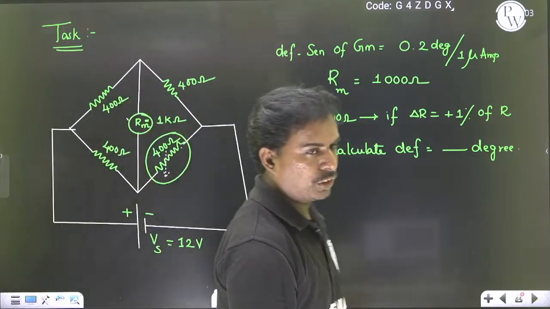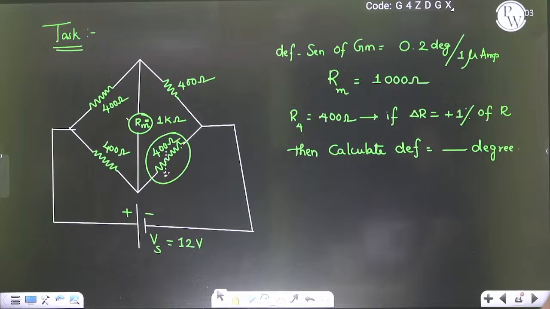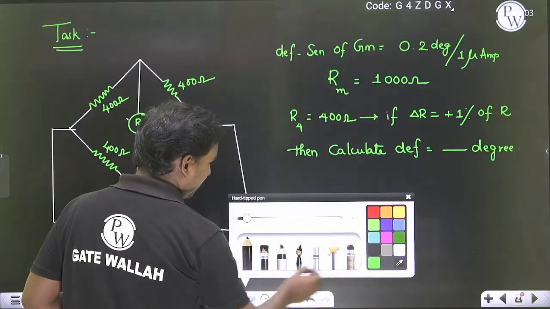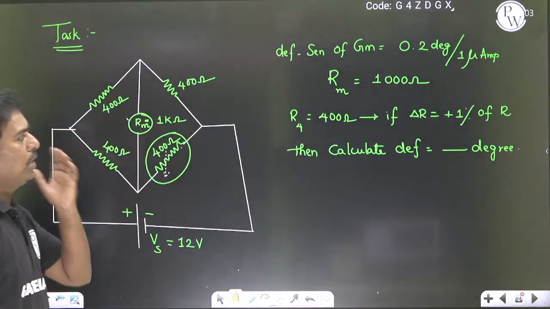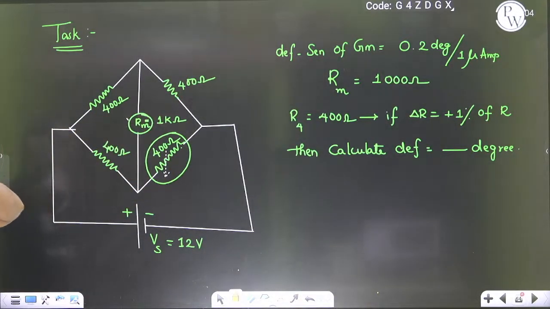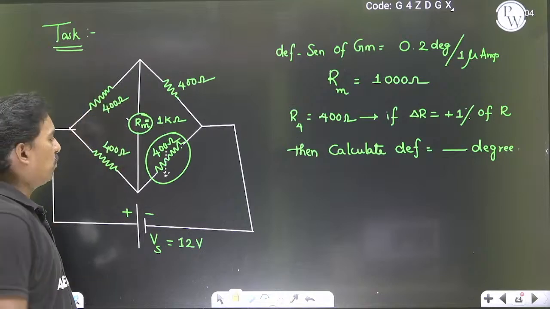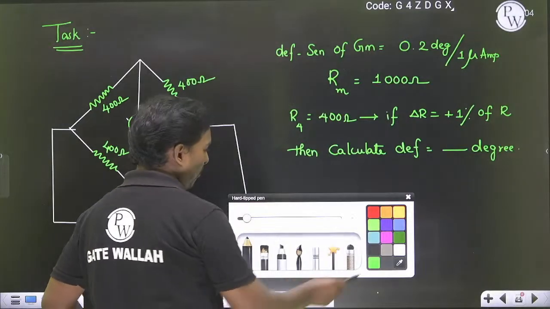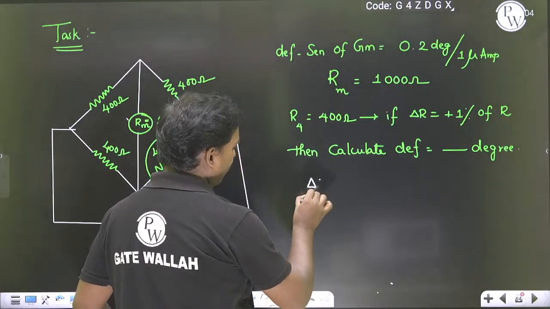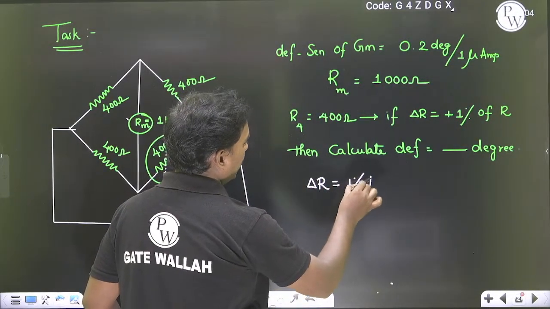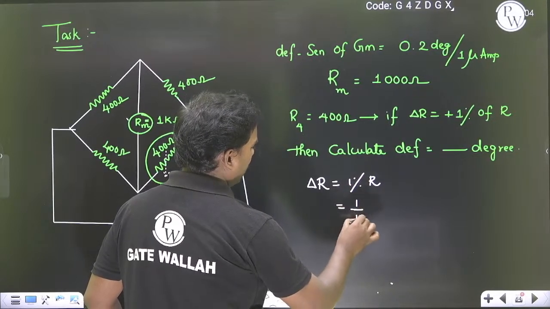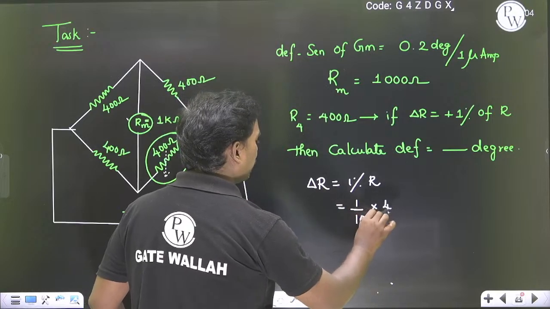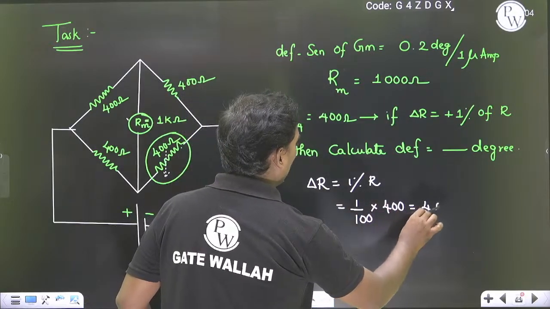Try to answer this question. So what was the thing here given? Deflection sensitivity of the galvanometer is given as 0.2 degree per microampere. The meter resistance is 1000 ohms and the 4 resistors are 400 ohms, and the 4th resistor is changing. Delta R is given as plus or minus 1% of R. So if delta R is taken as 1% of R, that will be how much? 1 by 100 of R. R is equal to how much? 400 ohms. So that will be 4 ohms.